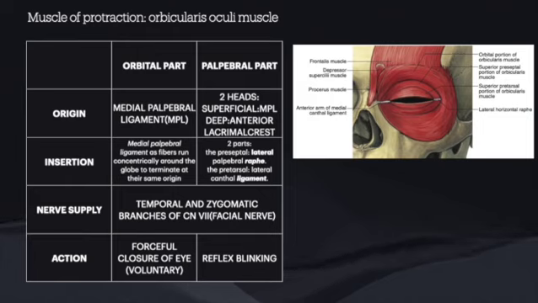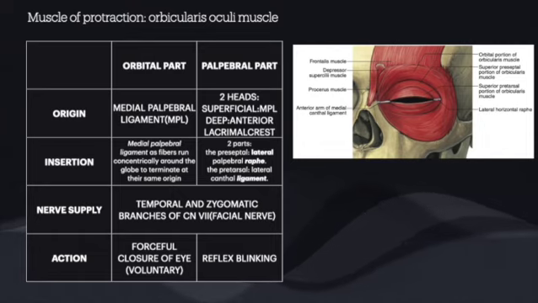And these parts are inserted like this: the preseptal part runs throughout and finally lands up in the lateral palpebral raphe. You can see this in the picture towards the lateral part. Now the pretarsal portion will finally go and join the lateral canthal ligament. Coming to the nerve supply, it is supplied by the temporal and zygomatic branches of the facial nerve.